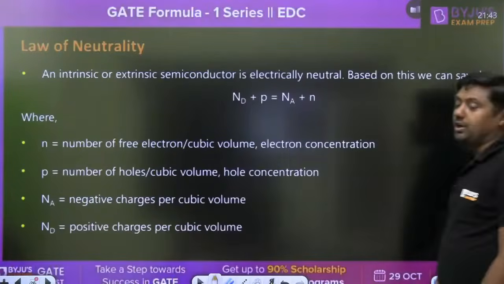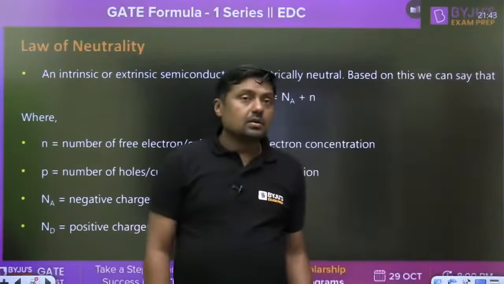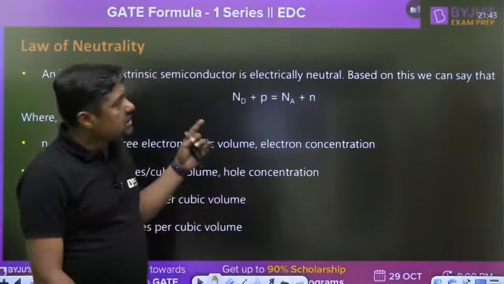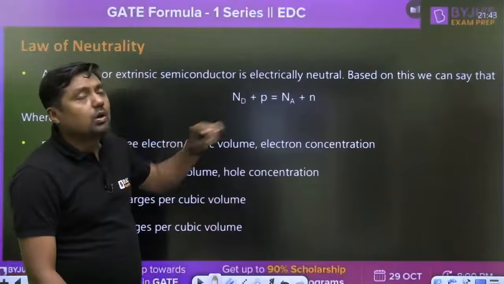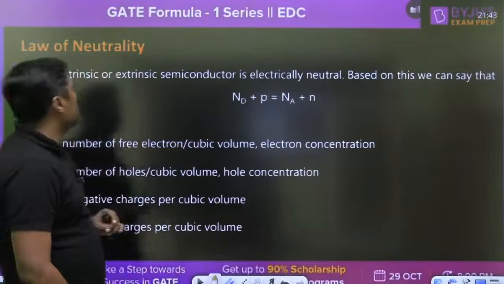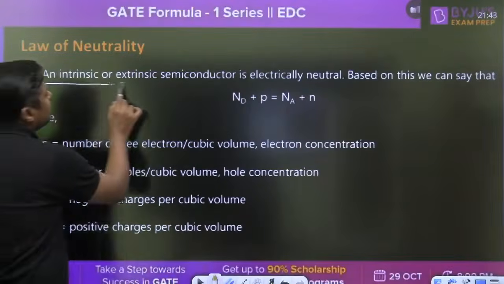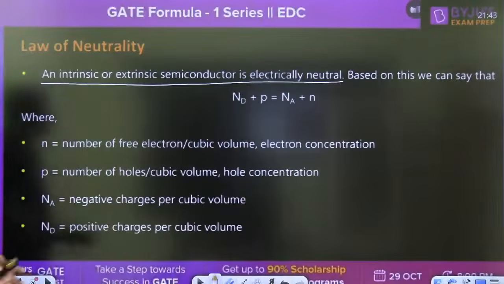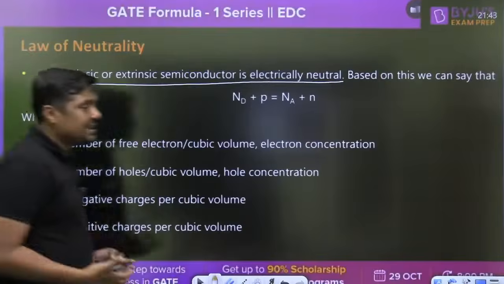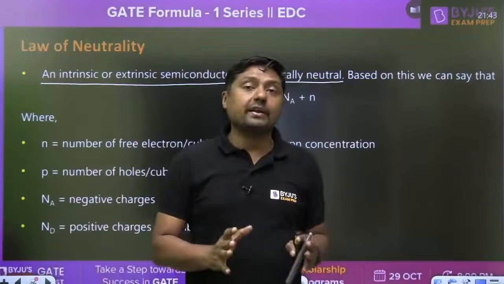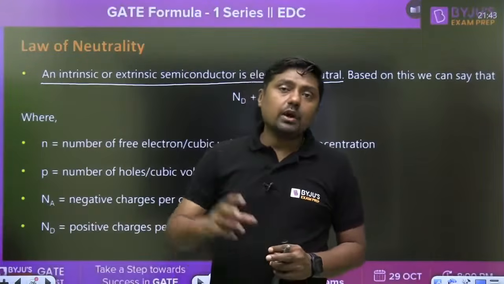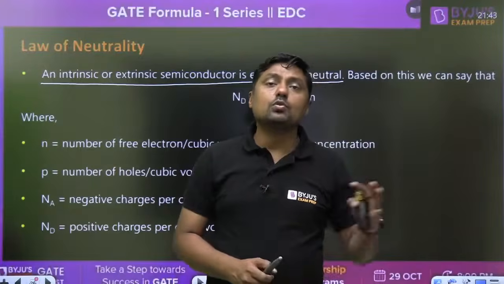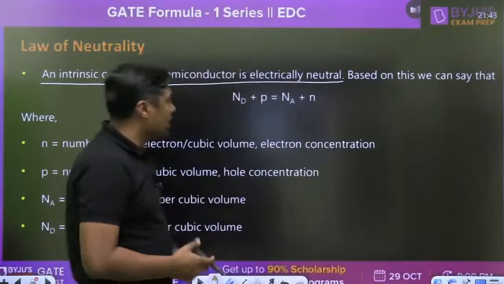Now, law of neutrality means the concentration of positive charge is equal to the concentration of negative charge. An intrinsic or extrinsic semiconductor is electrically neutral, whether it is P type, N type or intrinsic type, all are electrically neutral. And that's why the concentration of positive charge is equal to the concentration of negative charge.